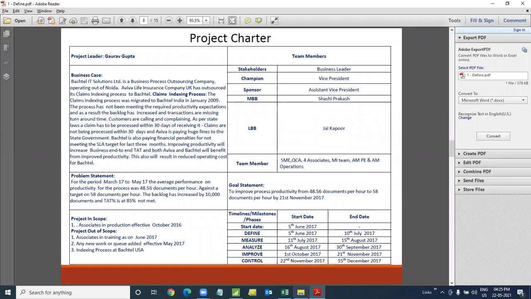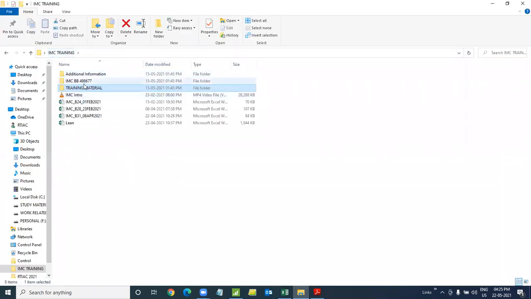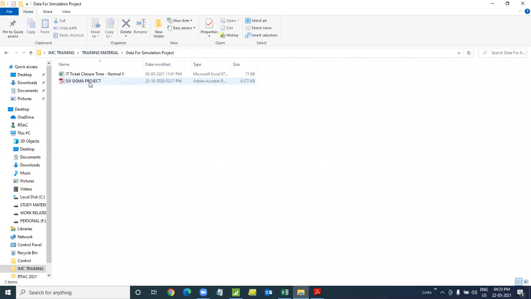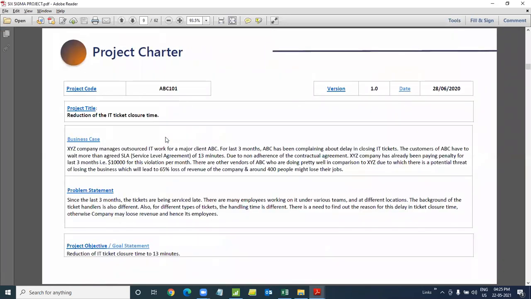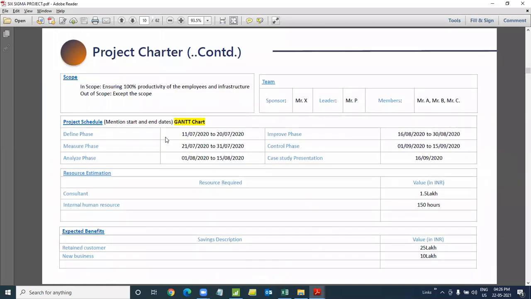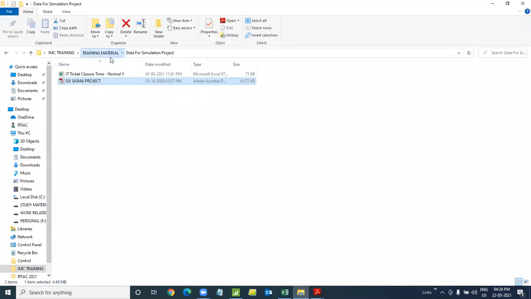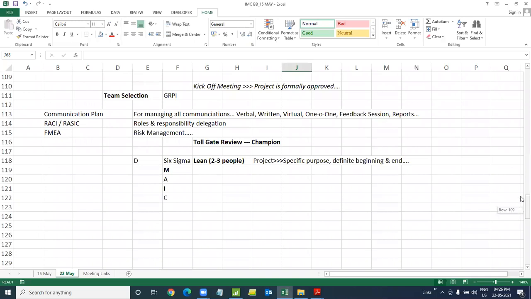Just for reference, another project charter is there in the data you downloaded for the simulation project, a sample project. This is to get an idea of what project charters look like and how people articulate them. Do go through this so that you can start writing. I'm sure everyone will do a great job, but it's good to remember the points we have to keep in mind while writing a project charter. The Word document in the define phase will help us understand those points, plus we have listed all of them.